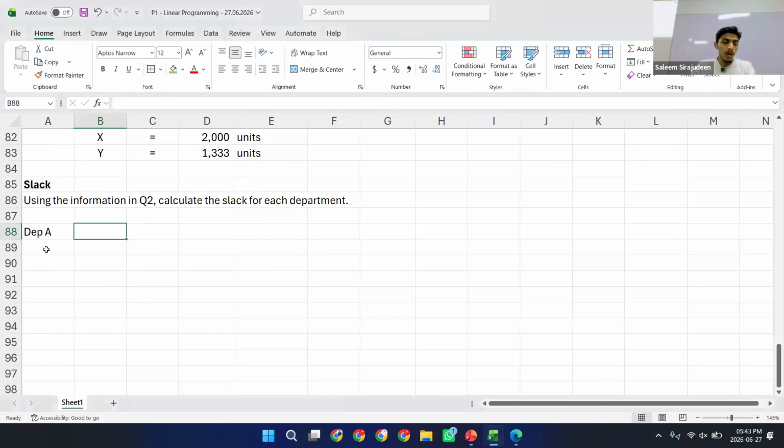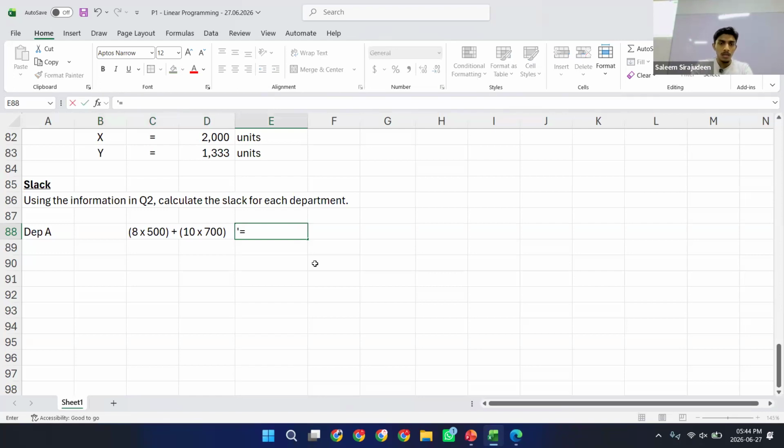So let me do it. Department A. For one unit of X, you have to use 8 hours, correct? Now, what is the optimum production plan? How many X do you have to produce? 500. Plus, for one unit of Y, 10 hours, and you have to produce 700, correct?